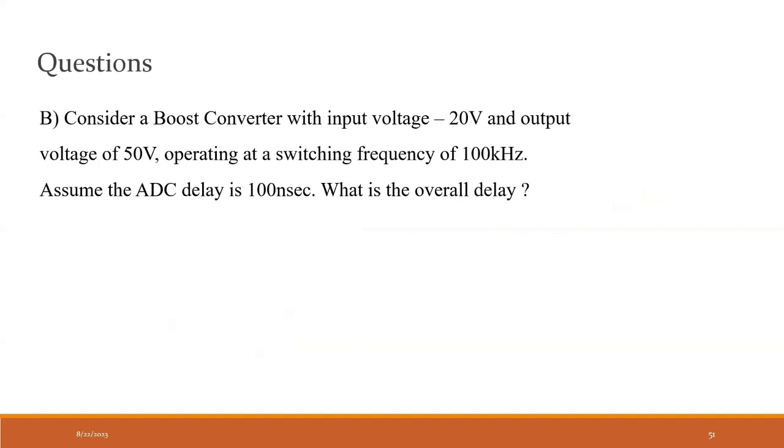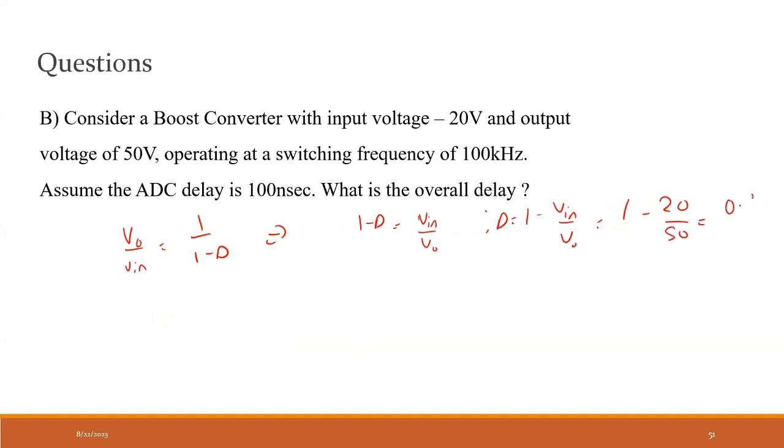Similarly, for this boost converter, input voltage is 20 volt, output voltage is 50 volt. So if that is the case, we know V output over Vin is equal to 1 upon 1 minus d. So this implies 1 minus d is equal to Vin upon V output. So d is equal to 1 minus Vin upon V output, that is equal to 1 minus 20 upon 50, that is equal to 0.6.